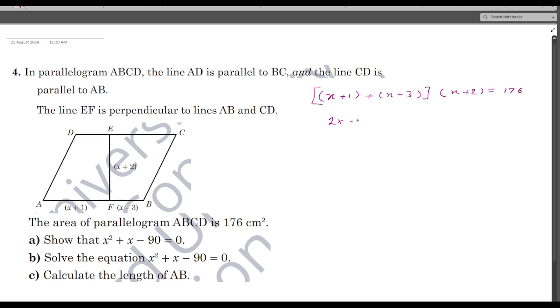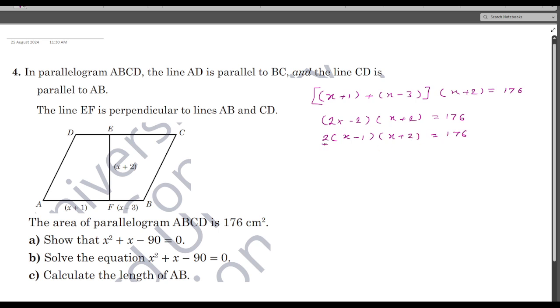1 minus 3 is 2x minus 2 times x plus 2, and this is equal to 176. So one thing you can do is take 2 common from here. Once you take 2 common, it is x minus 1, this is x plus 2, and the right hand side is 176.